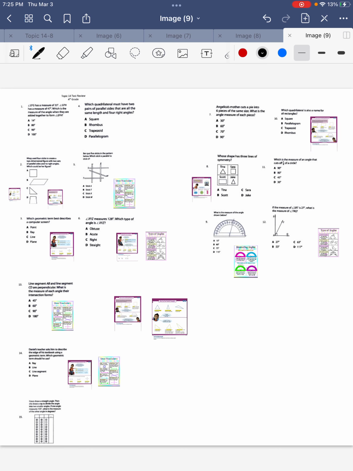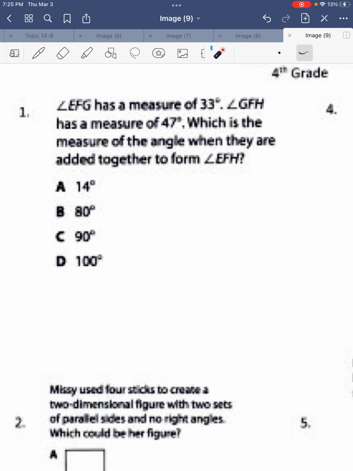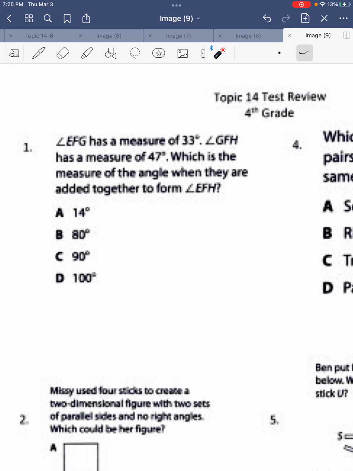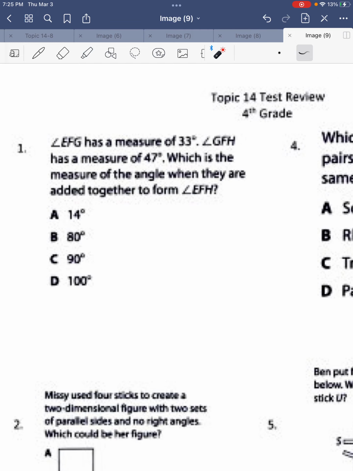We have 15 questions, okay? As you can see, I have anchor charts next to most of the questions to help us out. So I'm going to start with number 1. And please excuse the blurriness of it.